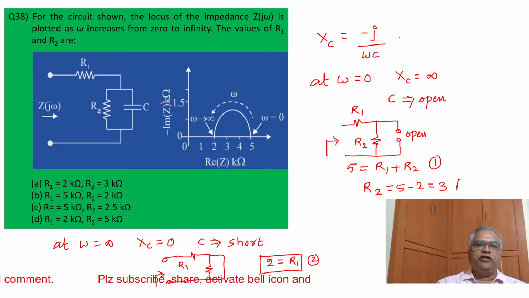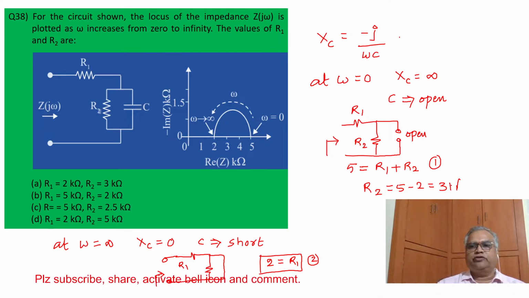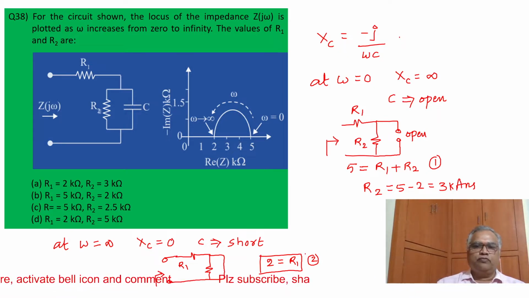Here these values are given in kilo ohm, so obviously R2 is 3 kilo ohm and R1 is 2 kilo ohm. So A is correct. That's all. With the help of these two extreme points, we form two equations and easily get R1 and R2.